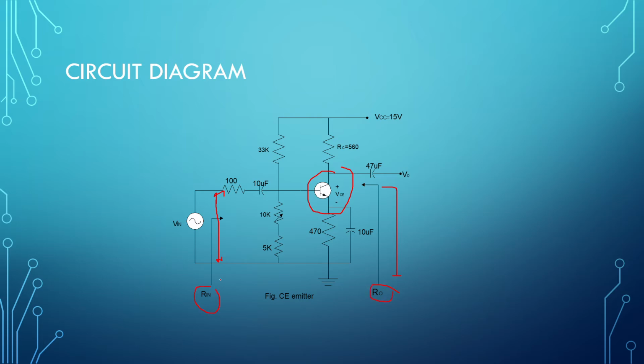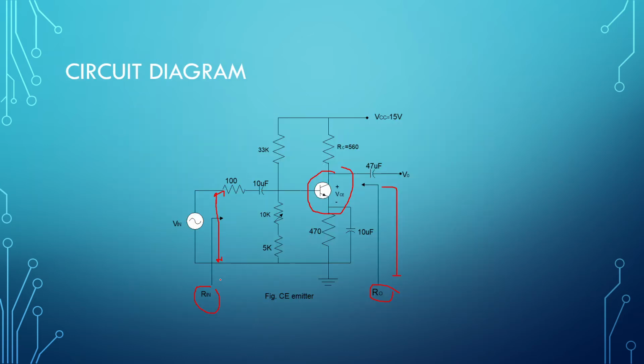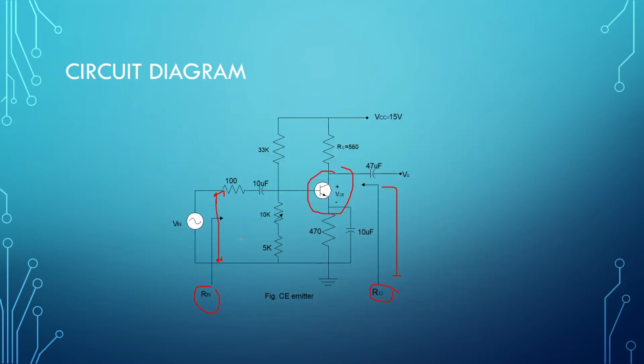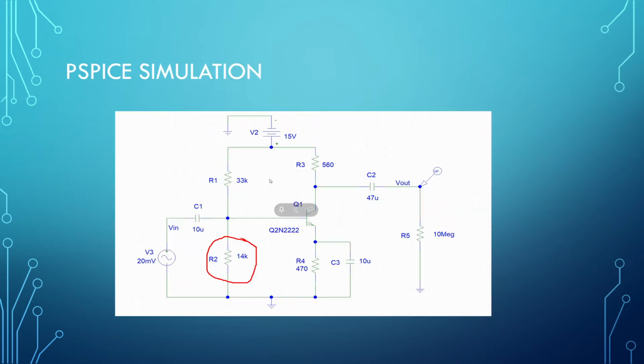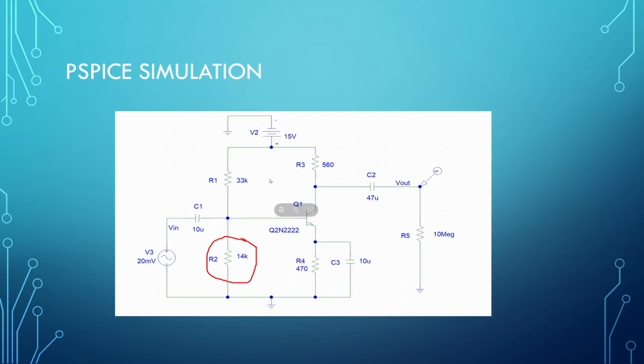Okay, so when you simulate in PSpice, you will use this graph. Basically, this part is a bit different from the circuit given in the manual, so you can use this one. Okay, so what else is different? I think that's all, because we have a different resistor here, but you just use 14K as this value.